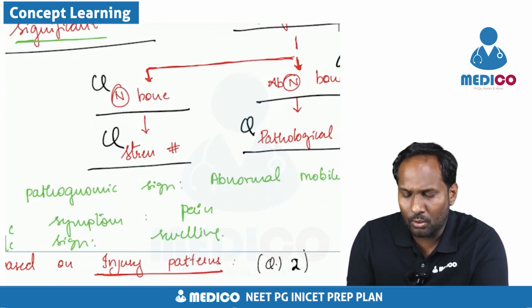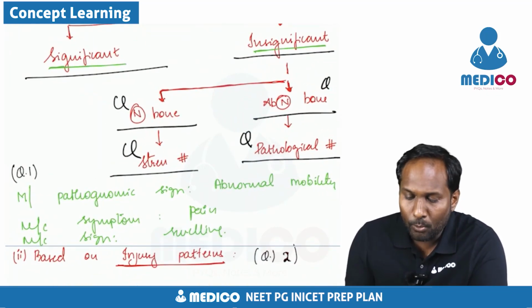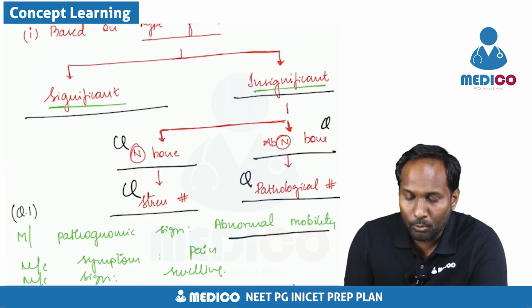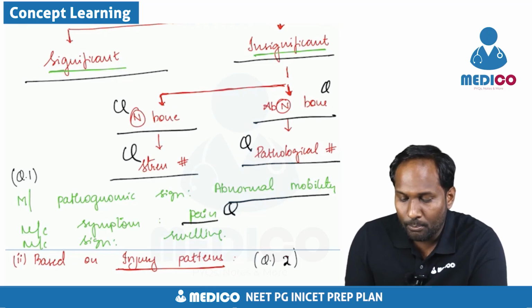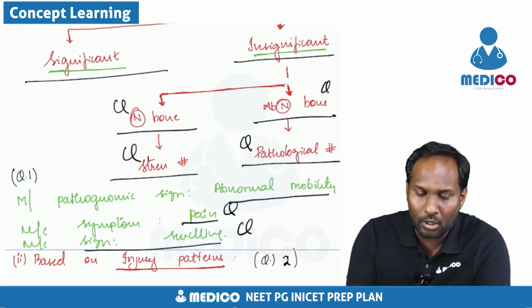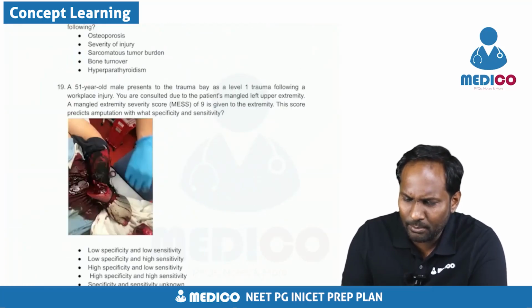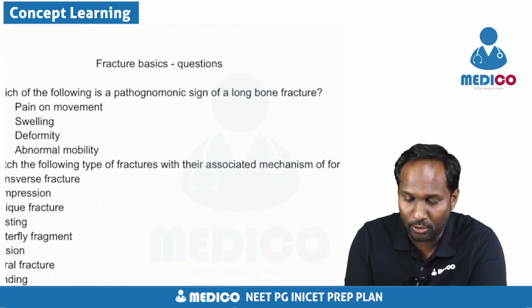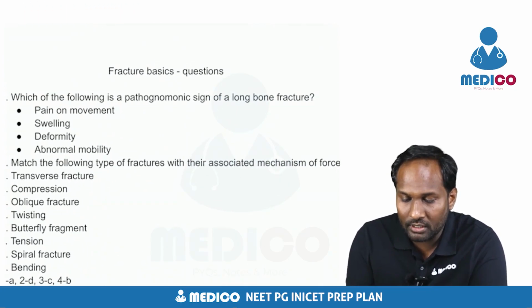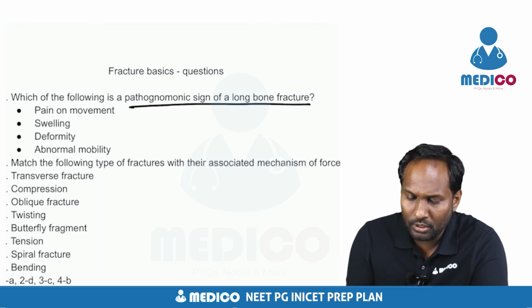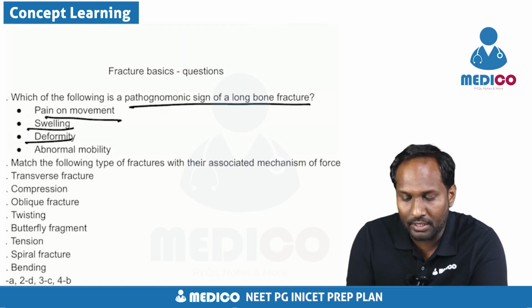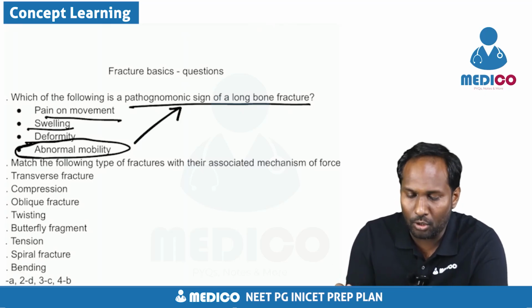So, a few common one-liners which our NBs are very famous for. Most common pathognomonic sign of a fracture is abnormal mobility at the fracture site. Most common symptom is the pain. Most common sign is the swelling. Now, let's solve one question and come back quickly to it. This is the famous question which they love to ask us, okay? Right from my time and even before my time till now, it is continuing. The first famous question is, which of the following is a pathognomonic sign of a long bone fracture? We know that all these things are going to be there when a fracture occurs. There will be pain on movements, there will be swelling, there will be deformity, but abnormal mobility at the fracture site is the pathognomonic sign of a long bone fracture.